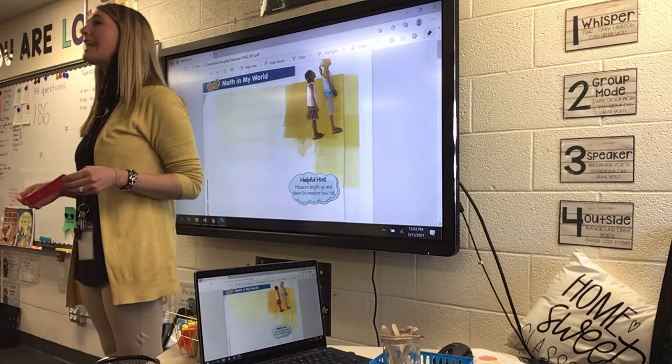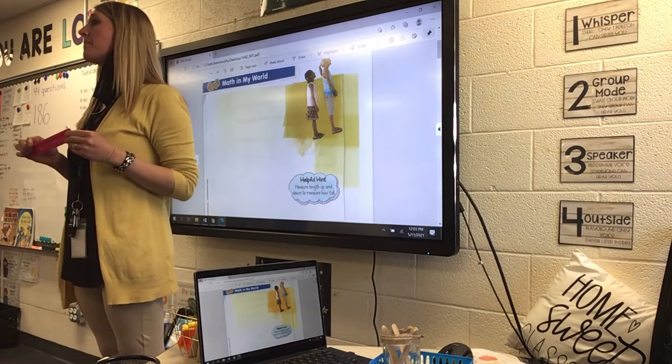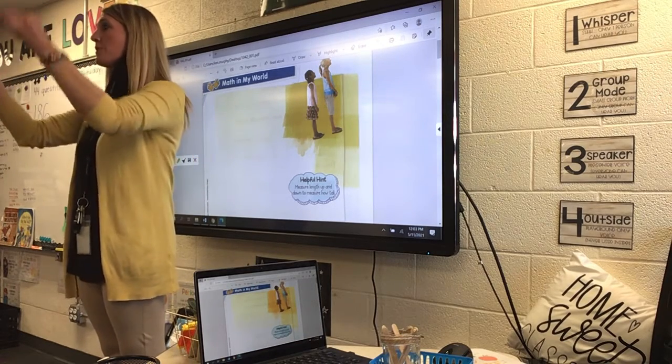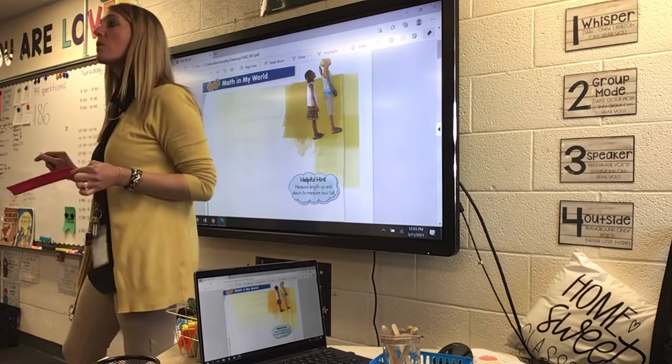Second graders, I just said to measure. Measuring doesn't mean you need your mouth. Measure means use your hands, use your ruler, use your eyes.